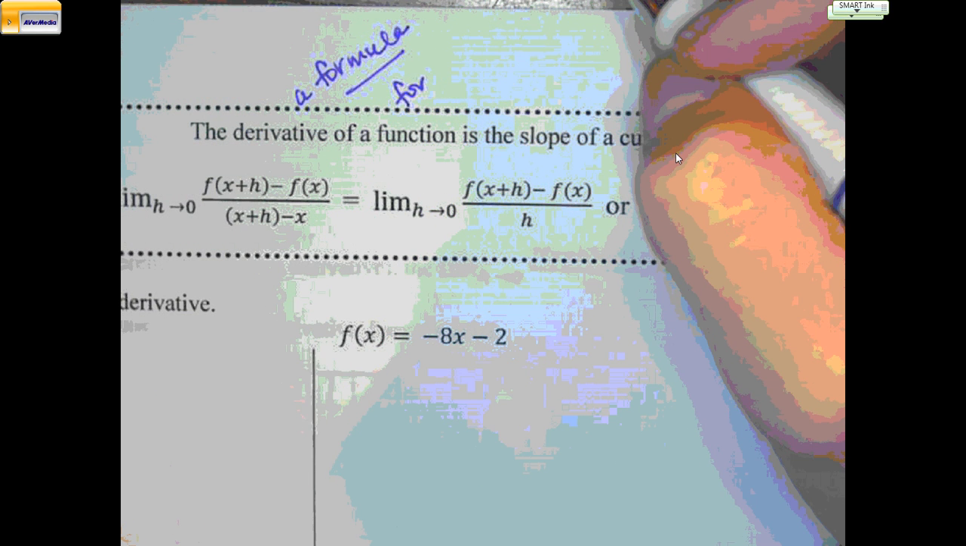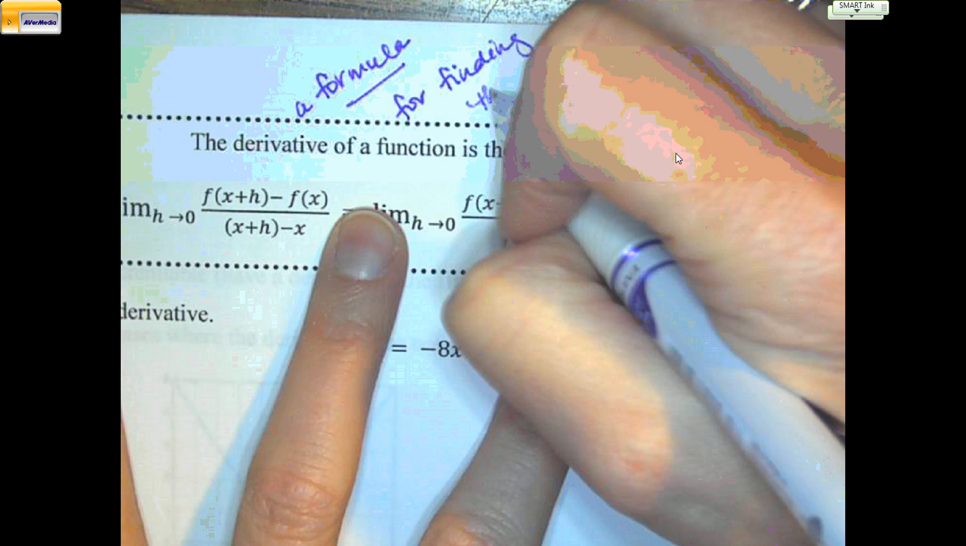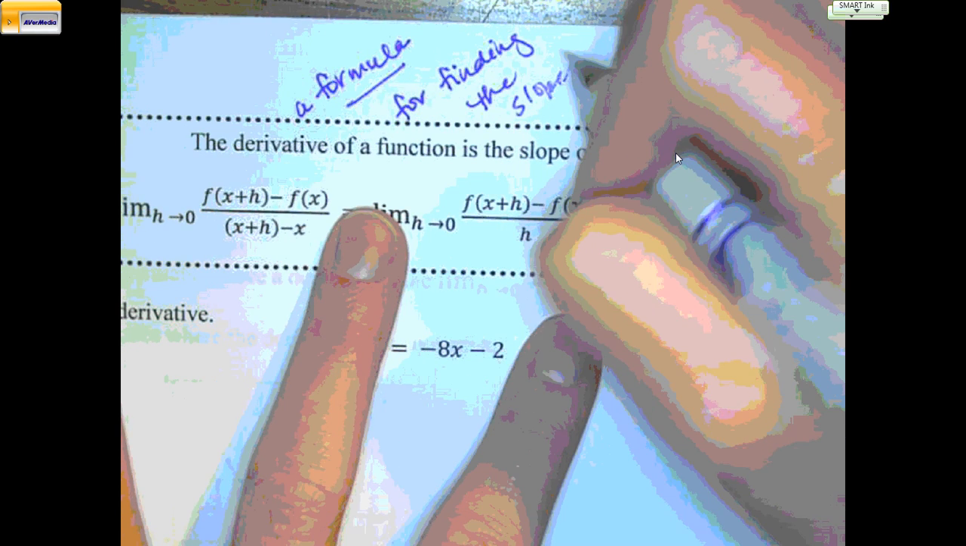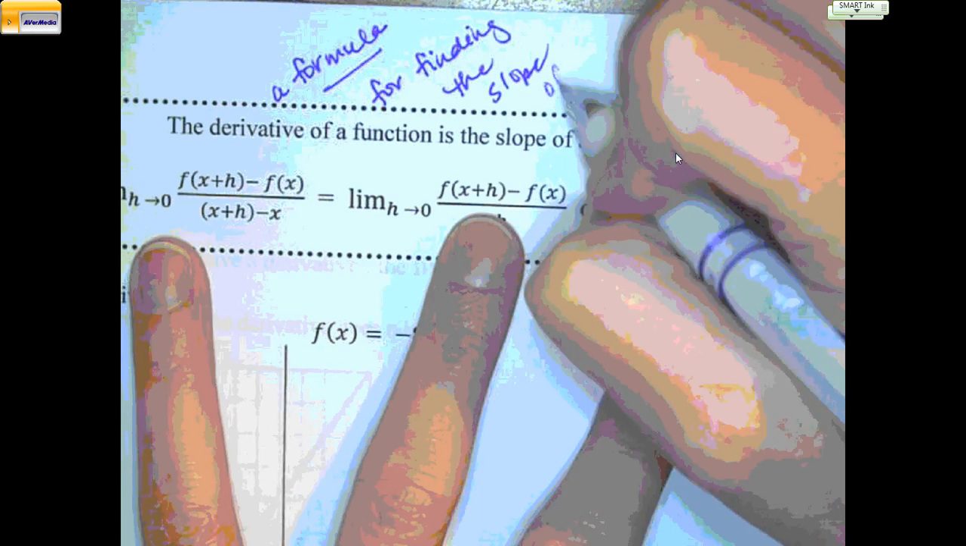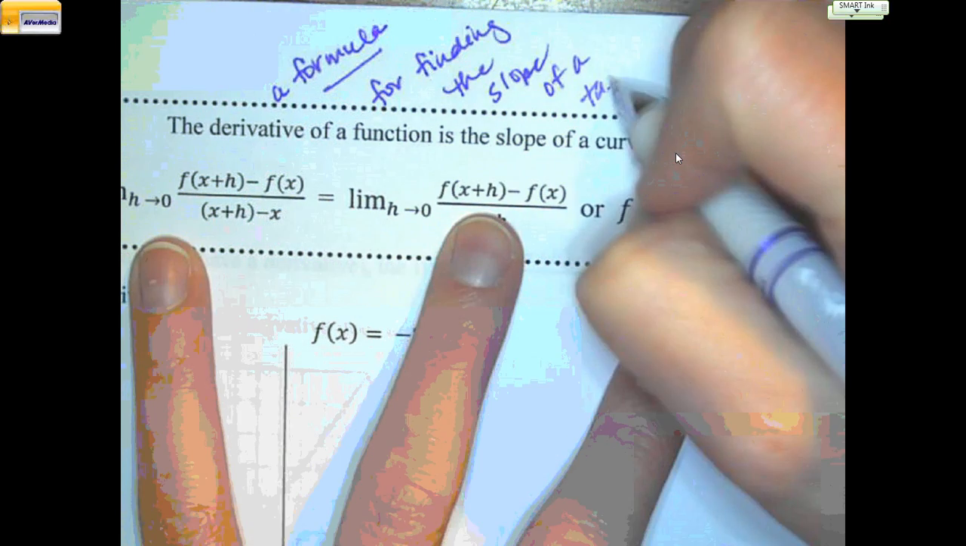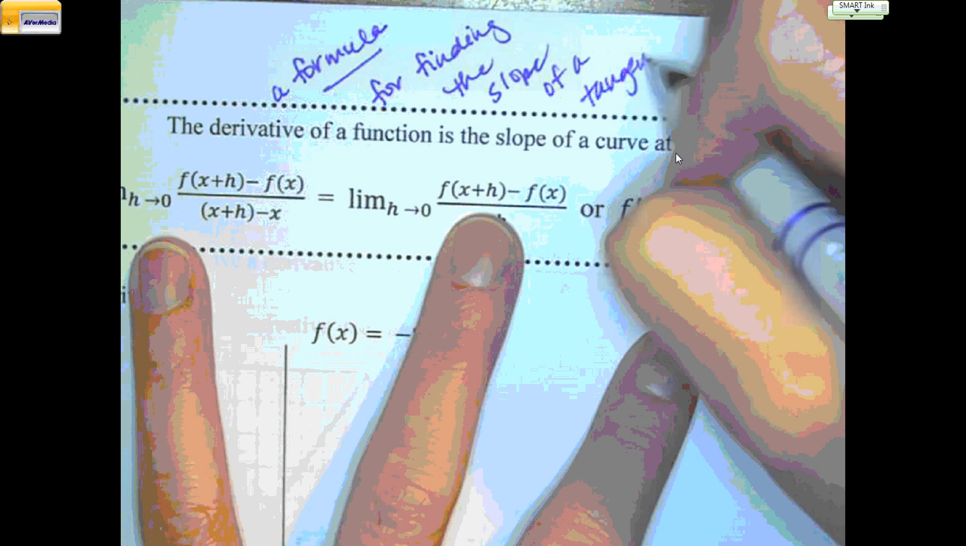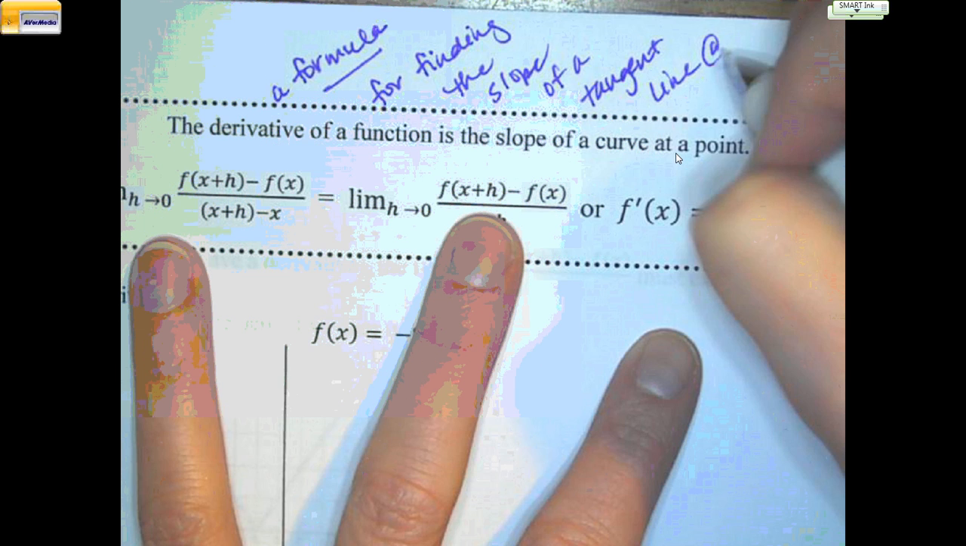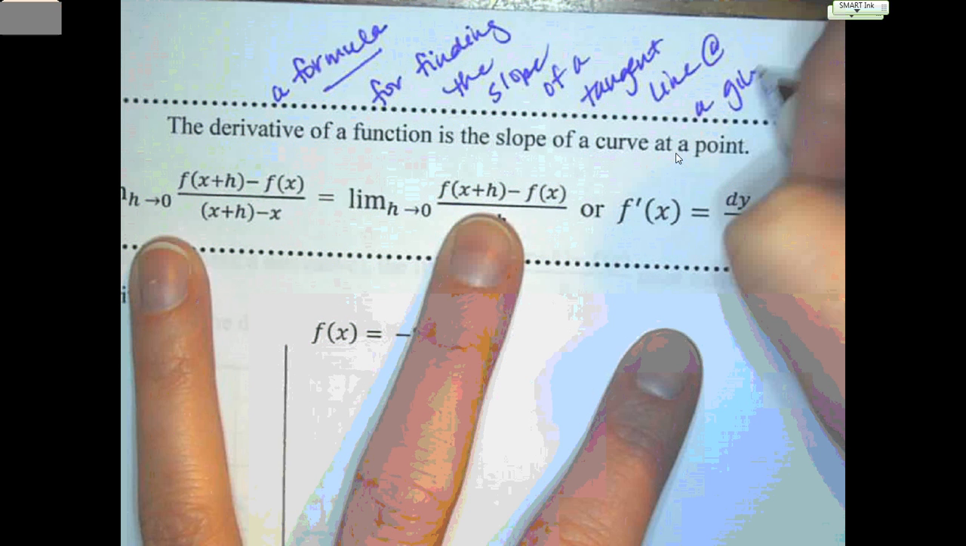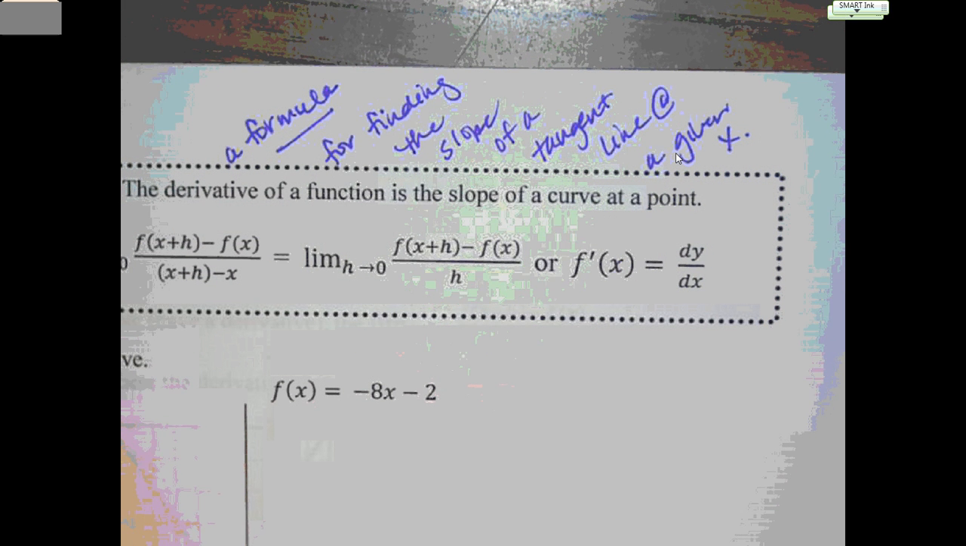Okay. It's a formula for finding the slope of a tangent line at a given x. It's a formula for finding the slope of a tangent line at a given x. And I think that'll make more sense as we get through here.